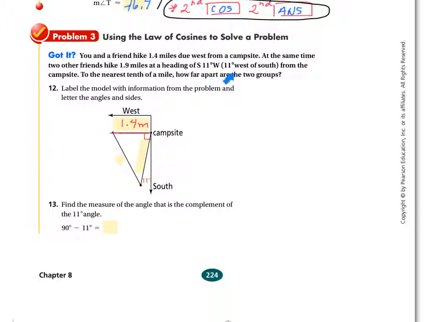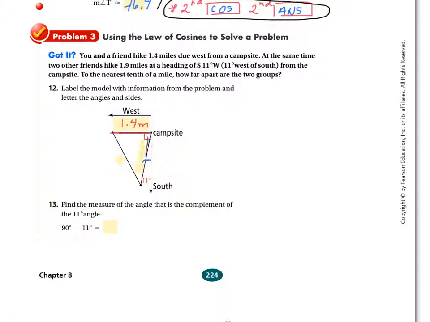Then it goes on to say, at the same time, 2 other friends hike 1.9 miles at a heading of south 11 degrees west. That just means, so this is what they're doing. So this would be totally south, in other words, directly south. They instead went 11 degrees to the left of south, and to the left of south is west. So they're going in a southwest direction 11 degrees from the South Pole, so to speak. So this measure right here, that's your 11 degrees.